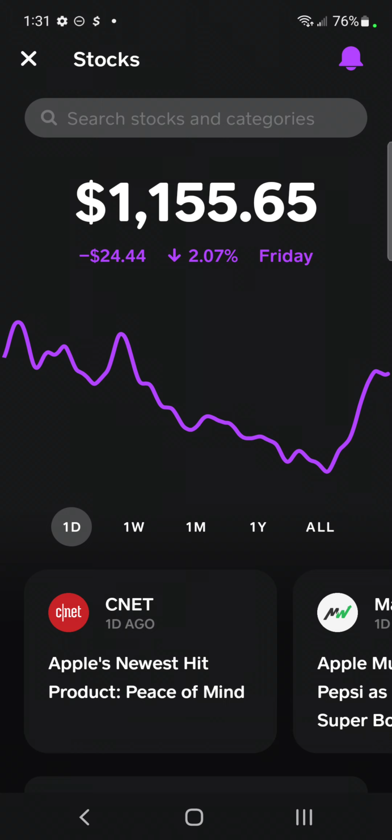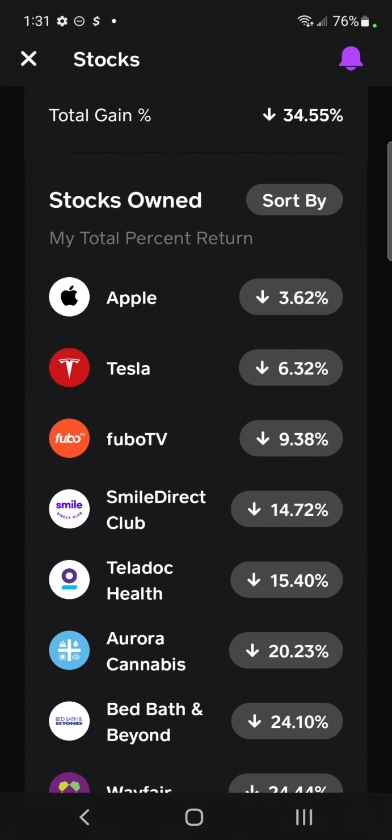You can only trade when the market is open, between the hours of 8:30 a.m. and 3 p.m. Central Time. That's my time zone. So if you're on the East Coast, it's 9:30 a.m. to 4 p.m. If you're on the West Coast, it's going to be 6:30 a.m. to, I think, 1 p.m. So there you have it.